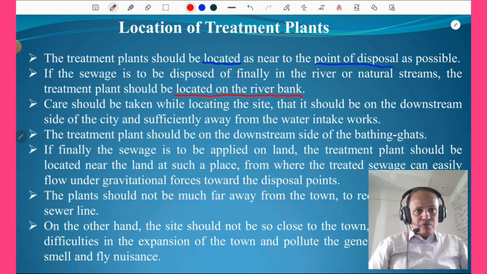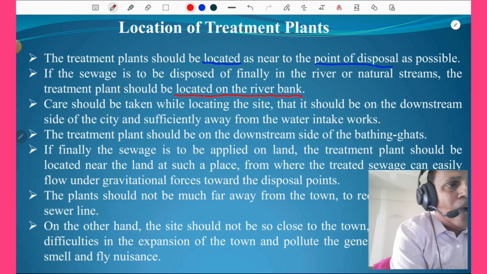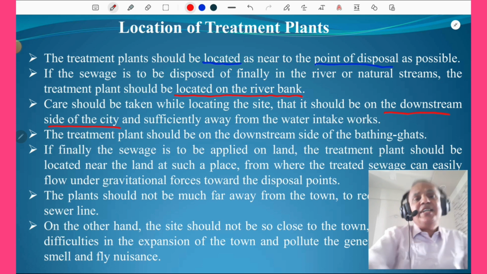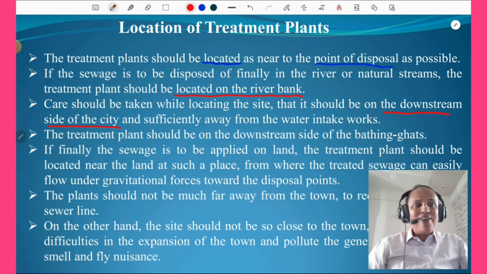Care should be taken while locating the site that it should be on the downstream side of the city and sufficiently away from the water intake works. Why is it on the downstream side of the city? Because it creates a nuisance. So to avoid that nuisance, it should be located on the downstream side of the city.